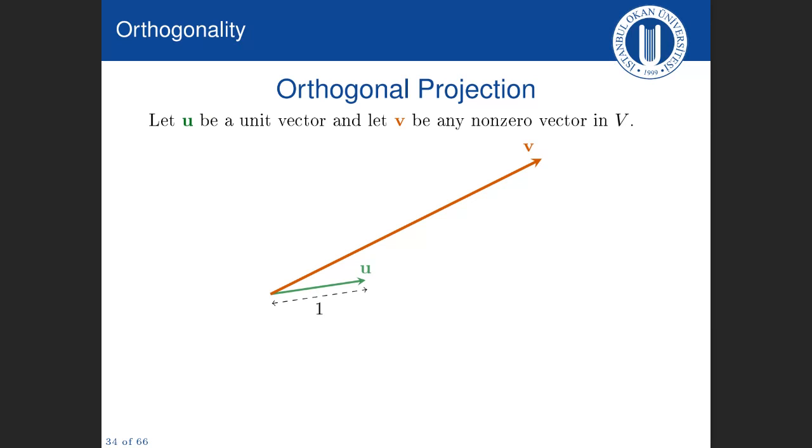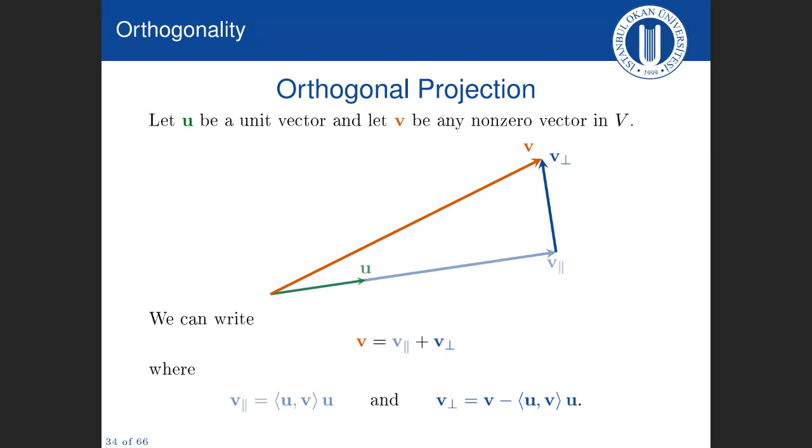Orthogonal projection. Let's suppose we've got 2 vectors, u and v, and let's suppose u is a unit vector. v can be any non-zero vector. What we can do is write v as the sum of 2 vectors: a vector called v parallel, which points in the same direction as u, and a vector v perpendicular, which is orthogonal to u. And these are given by these formulae at the bottom.